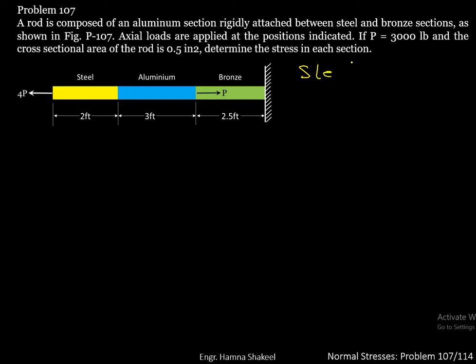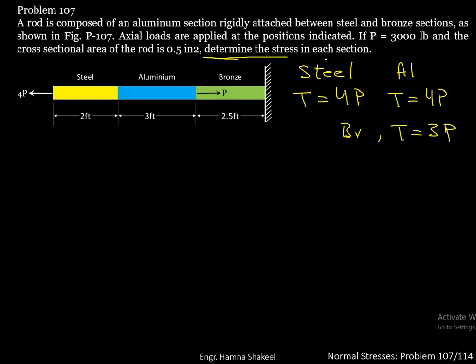For steel, you have a tensile force of 4p acting on it. For aluminium, you have a tensile force of 4p acting on it. And for bronze, again you have a tensile force, but it is of magnitude 3p. The problem statement is asking you to determine the stress in each section.